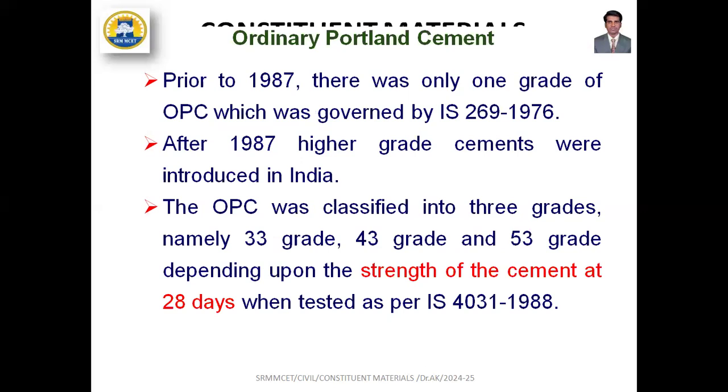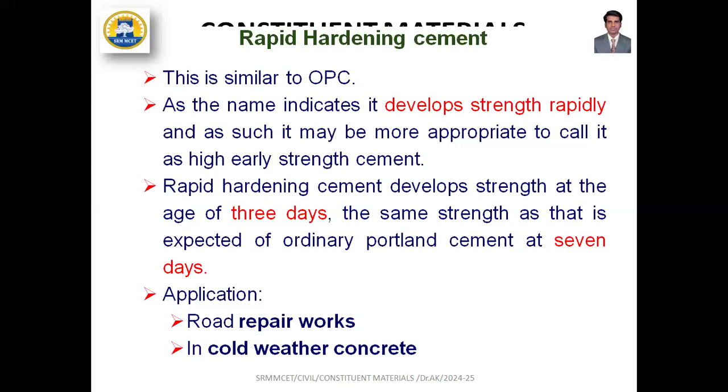So the first one is ordinary Portland cement. This is the cement which has been used from the earlier stages. Based on the strength of the cement at 28 days, it was classified into 33 grade, 43 grade, as well as 53 grade. The next one is rapid hardening cement.